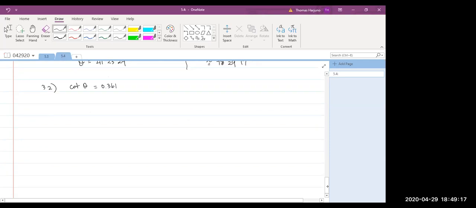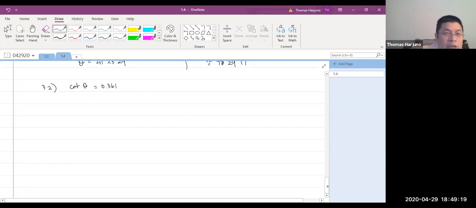Now we don't have cotangent inverse. So before I do cotangent inverse, which I don't have on my calculator, make it into tangent first. Now cotangent and tangent are reciprocal, right? Okay, so when I write tangent theta, then tangent theta will be 1 over 0.361. Agreed?